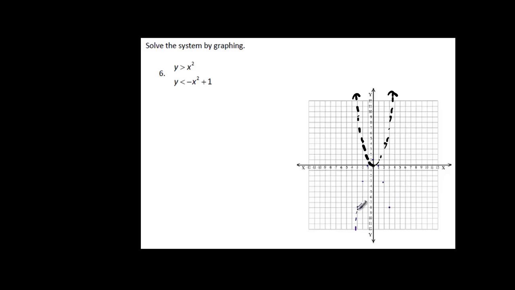So we're going to have another parabola. Goes up there, and then down. So it's everything greater or higher than the black, less than the purple. So what we're going to have is this area right here.